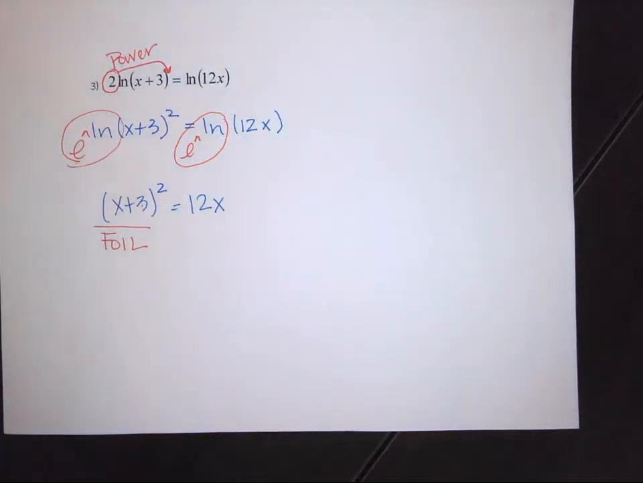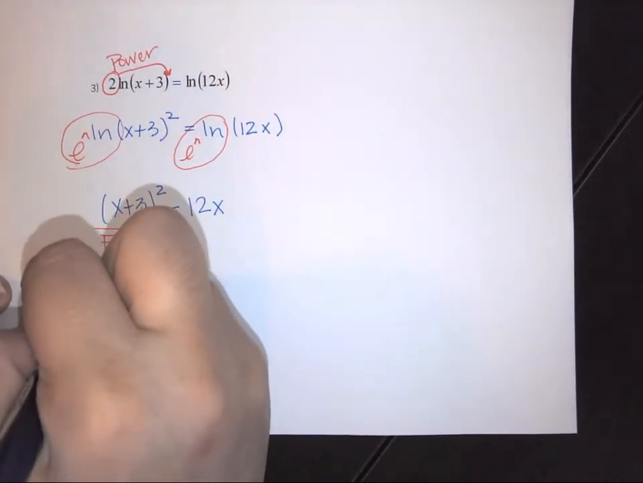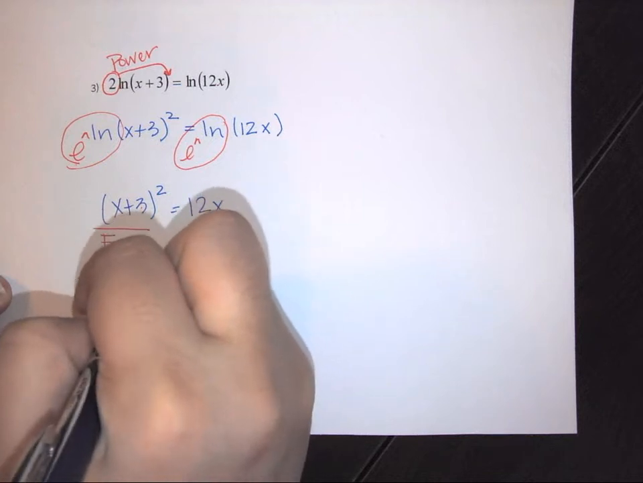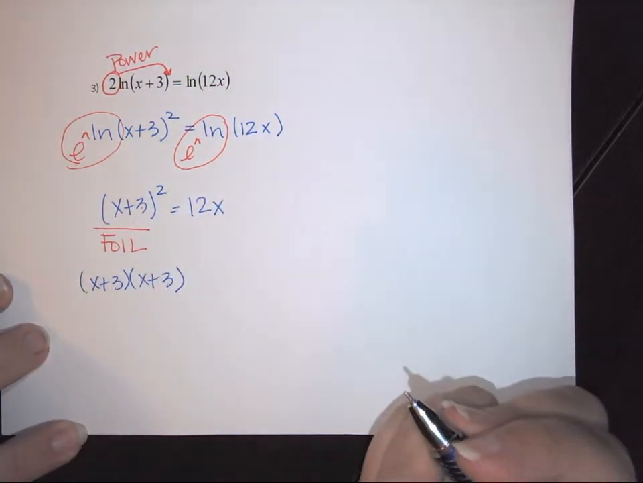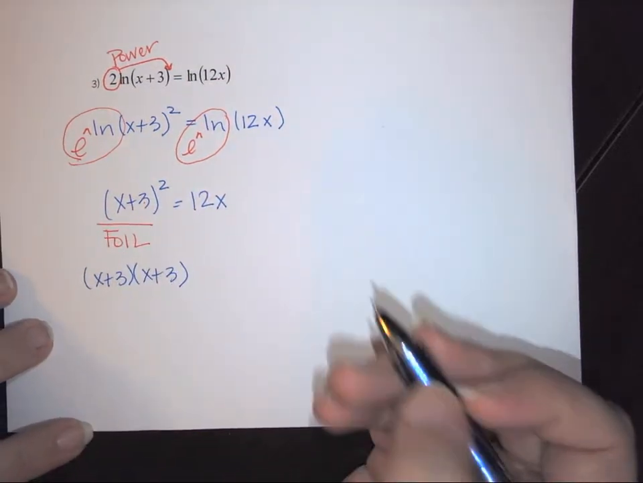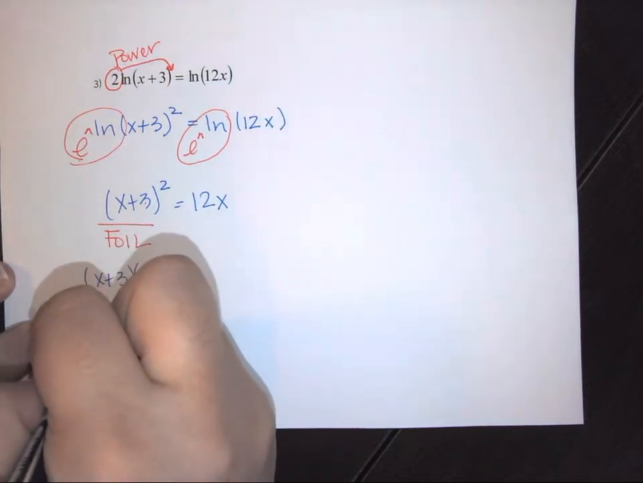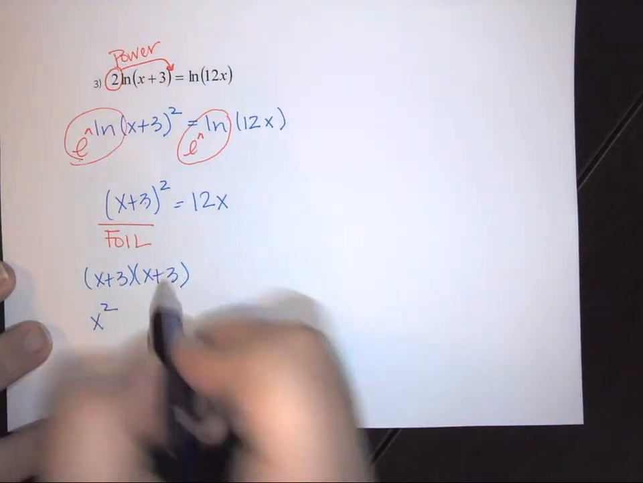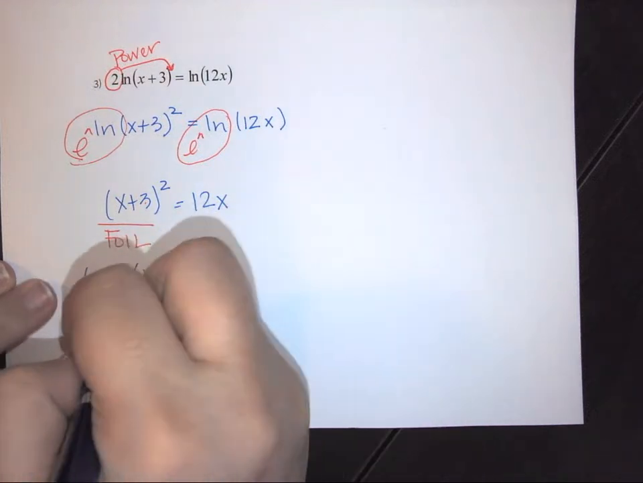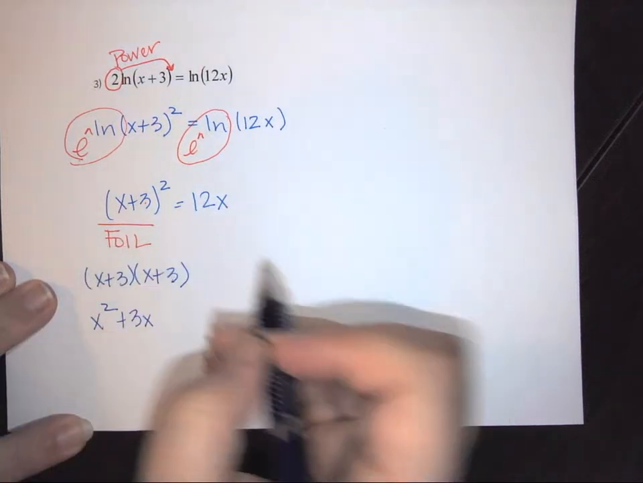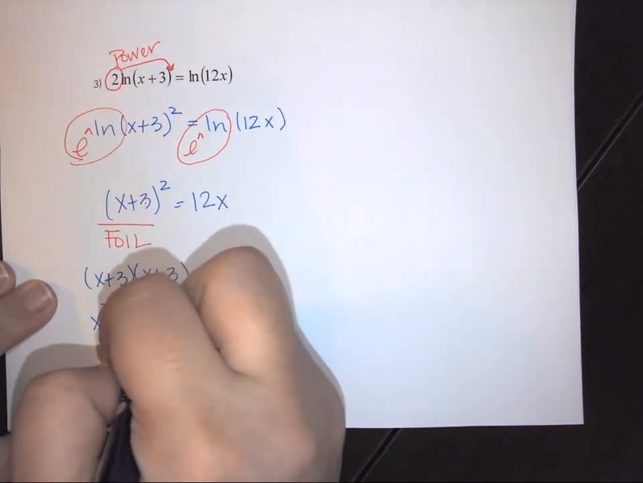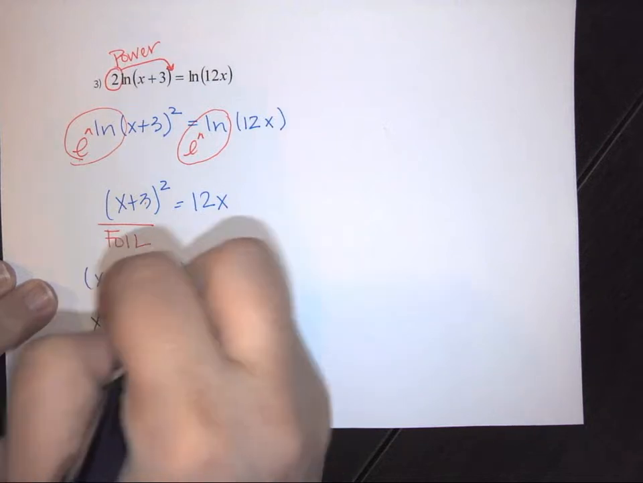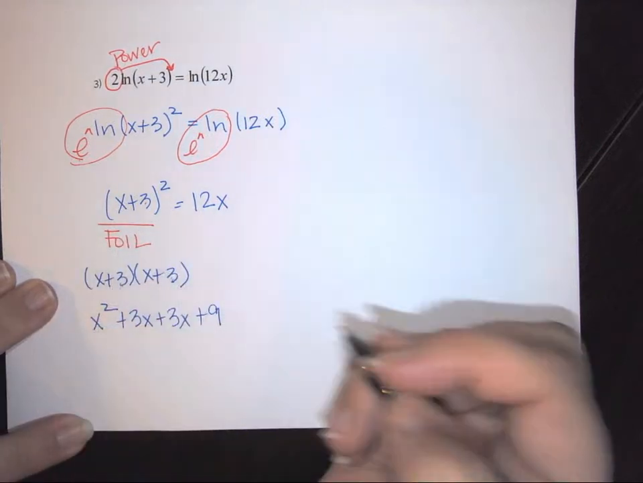What this actually says is that I have x plus 3 times x plus 3. So I have to multiply that together. First is going to be x and x, which is x squared. Then I have my outer, which is 3 times x, so this is plus a 3x. My inner is plus a 3x, and my last is plus 9.